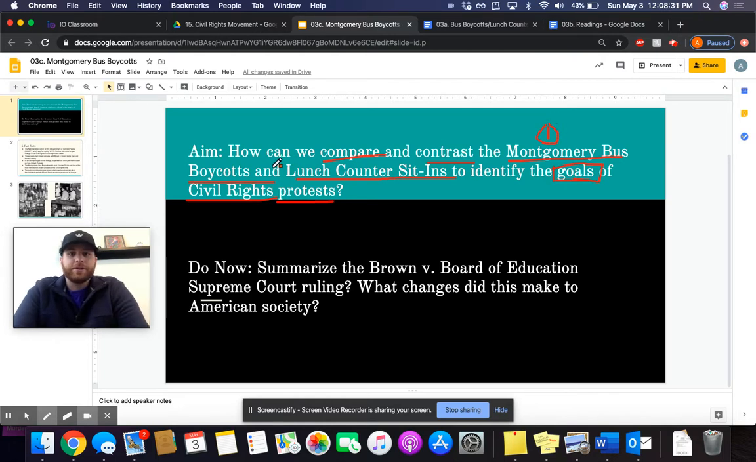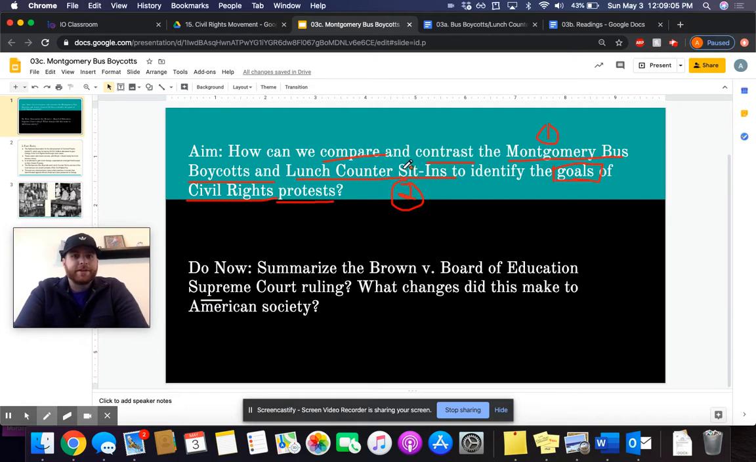The first one is going to be the Montgomery bus boycotts, and once again, the title tells us a lot. It's taking place in Montgomery, Alabama, and it's dealing with the boycotting of the bus system in that city. And remember, to boycott means to refuse to use, to stop using that good or service. We're also going to be looking into the lunch counter sit-ins today, and once again, the title tells us a lot.